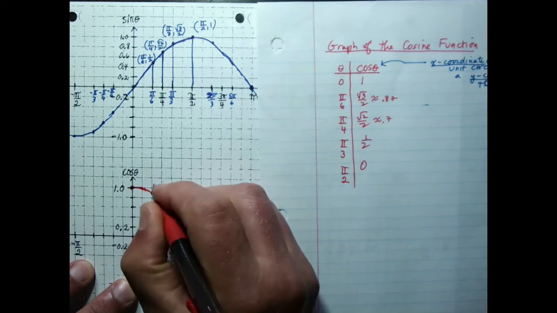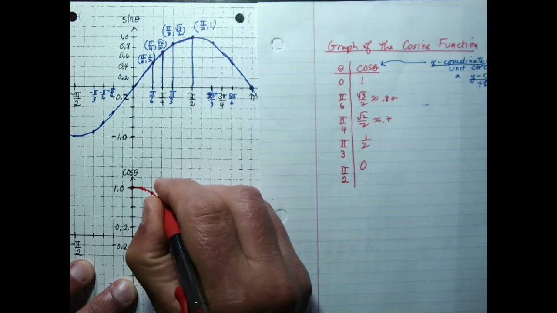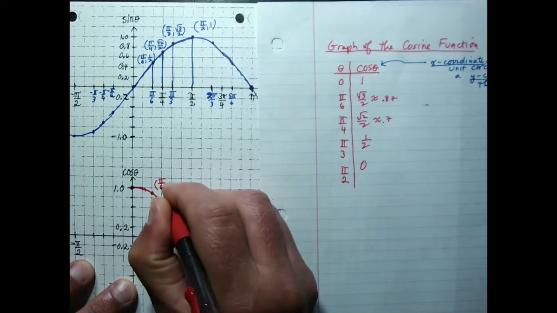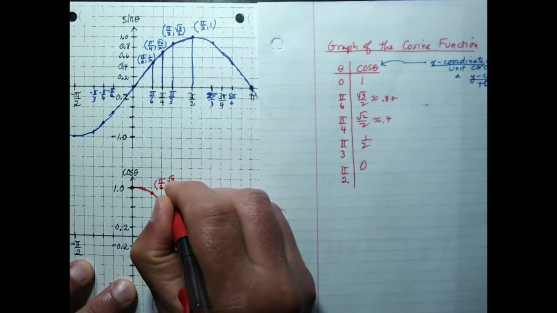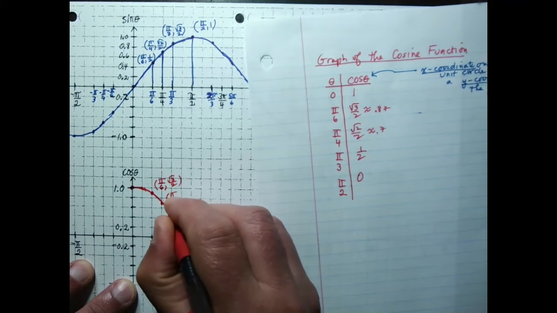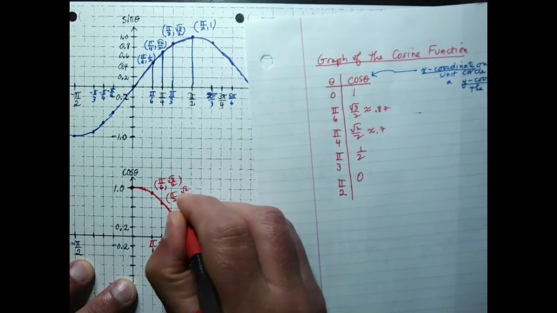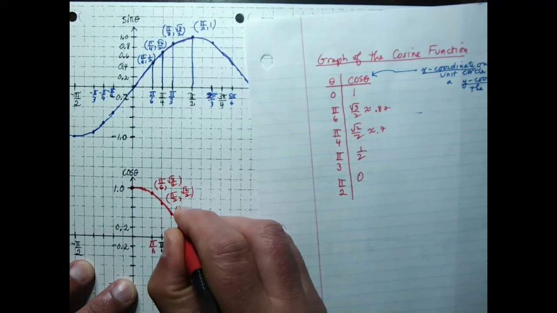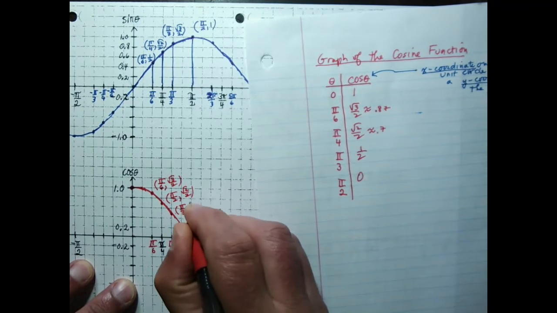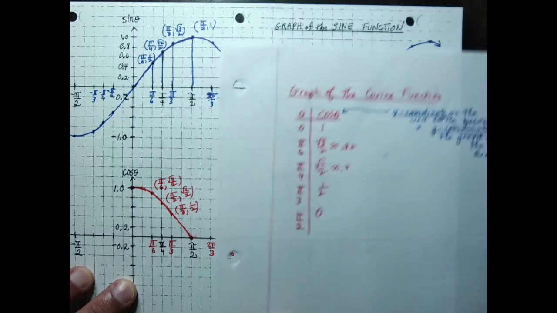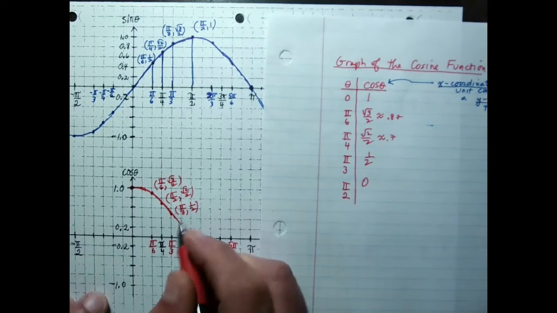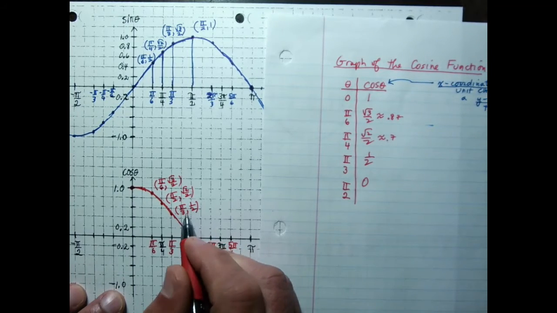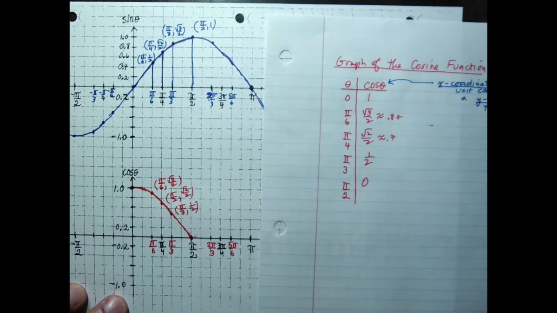at pi over 2. Again, just for the record, this is the point pi over 6 comma square root of 3 over 2. Pi over 4 comma square root of 2 over 2. Pi over 3 comma 1/2. So this 1/2, that's an x coordinate on the unit circle, has become a y coordinate on this graph.